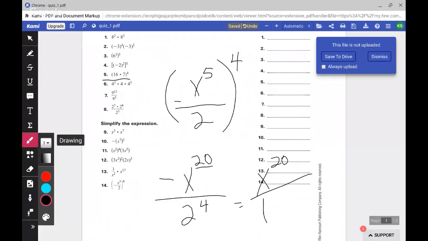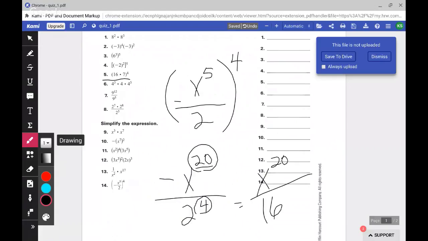And then 2 raised to the 4th is 16. Because when there's an even number of negative signs, it's going to turn out to be positive. When there's an odd number of negative signs, your answer is negative. So just looking at that, you know it's going to be even, because both of these turned out to be even.